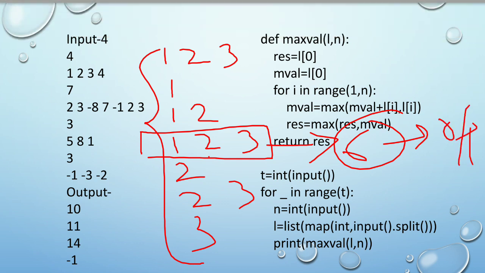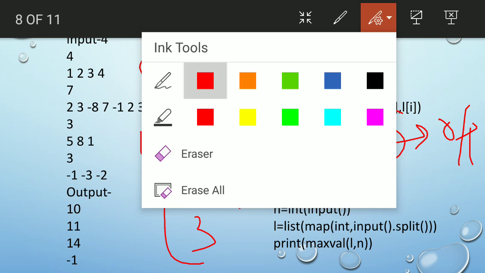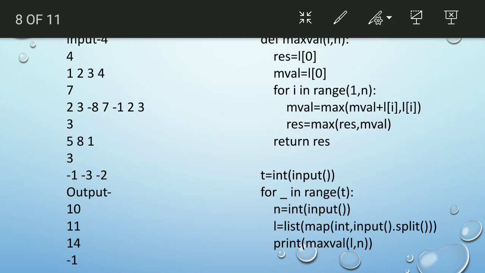Okay, so we will start. See, 1, 2, 3, 4. When all are positive numbers, we need to sum all the elements, and that 10 is our output.